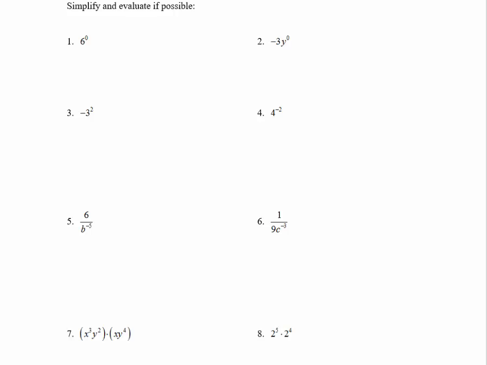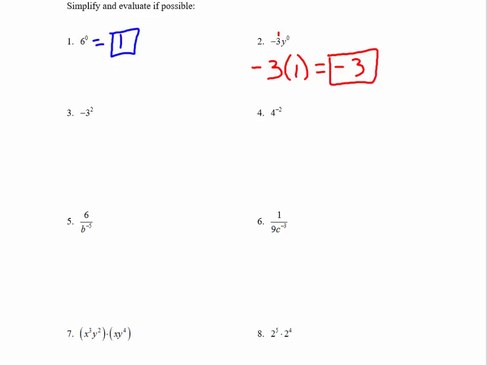So 6 to the 0 power. Well, we know that anything to the 0 power is 1. So 6 to the 0 power is just 1. On number 2, negative 3 times y to the 0 power. Just remember that if there's not a power shown, it has a power of 1. So negative 3 has a power of 1. The only thing being raised to the 0 power is the y. Negative 3 is a base, so it does not move. And y to the 0 power is just 1. So negative 3 times 1 is negative 3.